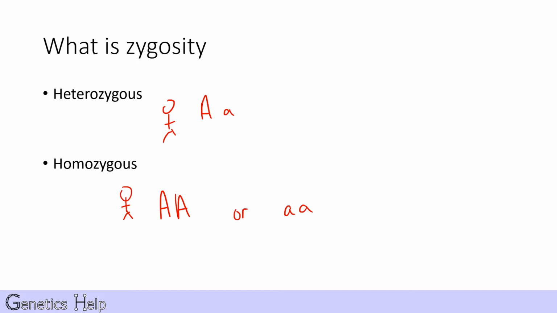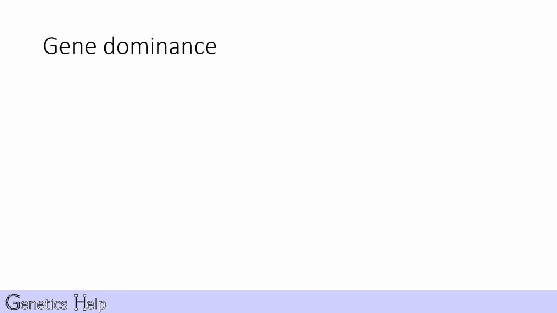There are some other terms like hemizygosity, which refers to when you have only one copy because of non-duplicated types of chromosomes. But here we're just going to talk about heterozygosity and homozygosity in the context of Punnett squares.